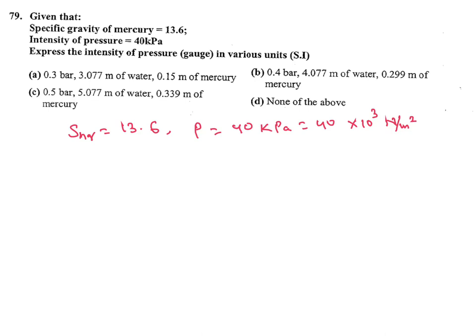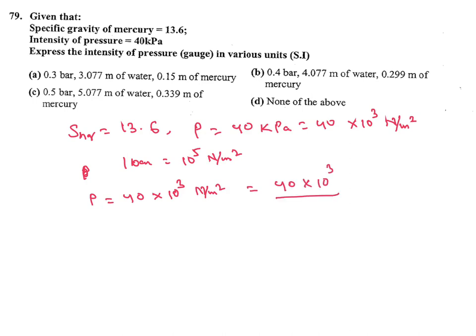So 1 bar equal to 10 to the power 5 newton per meter square. So P in bar we have to calculate first. P is 40 into 10 to the power 3 newton per meter square. 40 into 10 to the power 3 divided by 10 to the power 5, unit is bar. So 4 by 10 equal to 0.4 bar. So from here we can cut A and C.